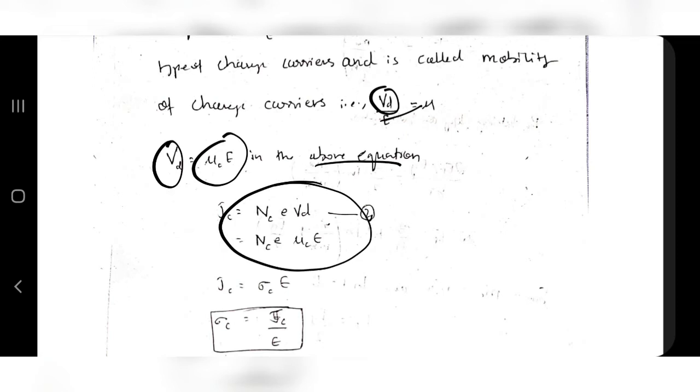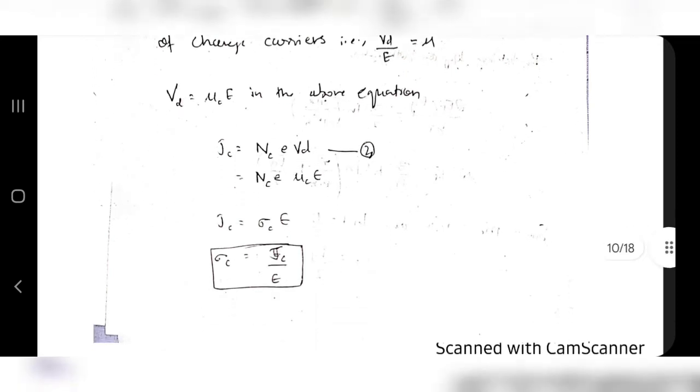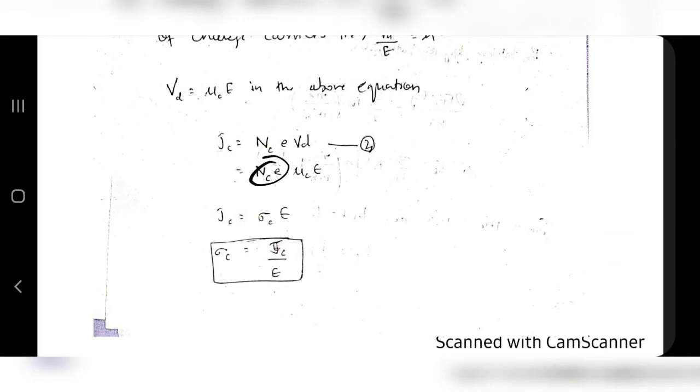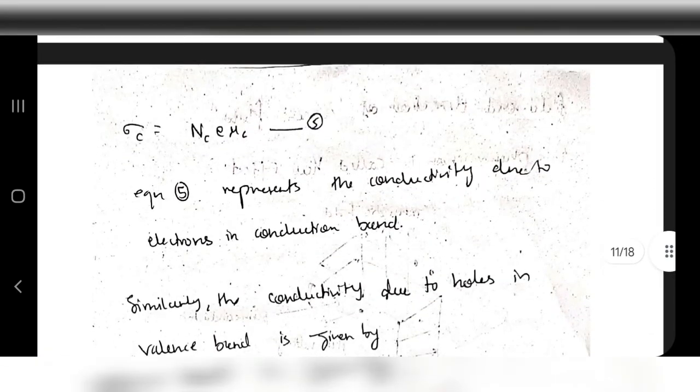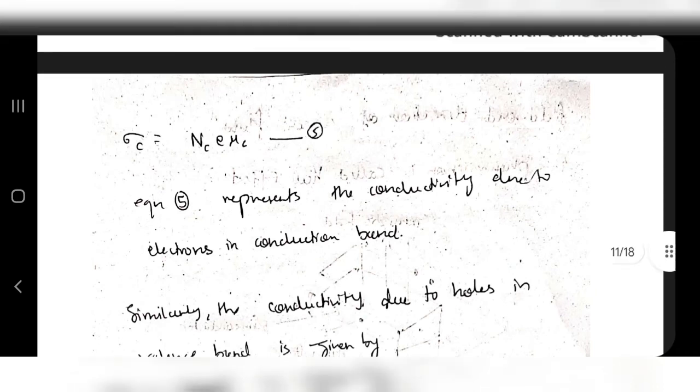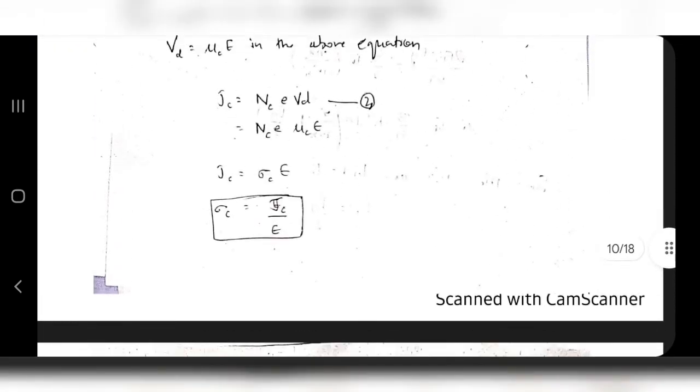So here if we apply the value of Vd which we got here, UcE, we will get here UcE. Okay, and what is NcE? NcE is nothing but sigma, and sigma, if we take this in the denominator, we will get Jc by E. Okay, till now we got the value of sigma c. Now we will be applying sigma c is equal to NcEUc. So how we got this one is because of this one. See, in the place of this what we substituted, this one.